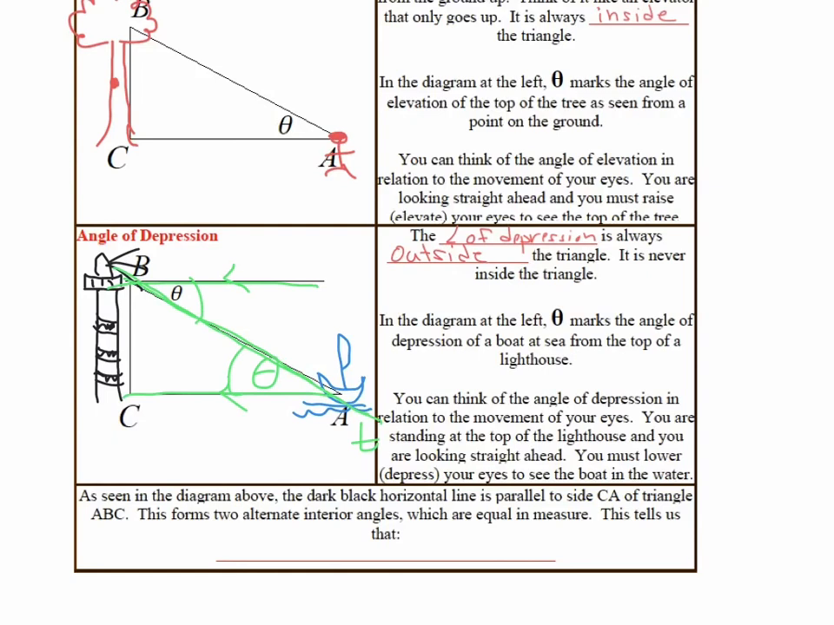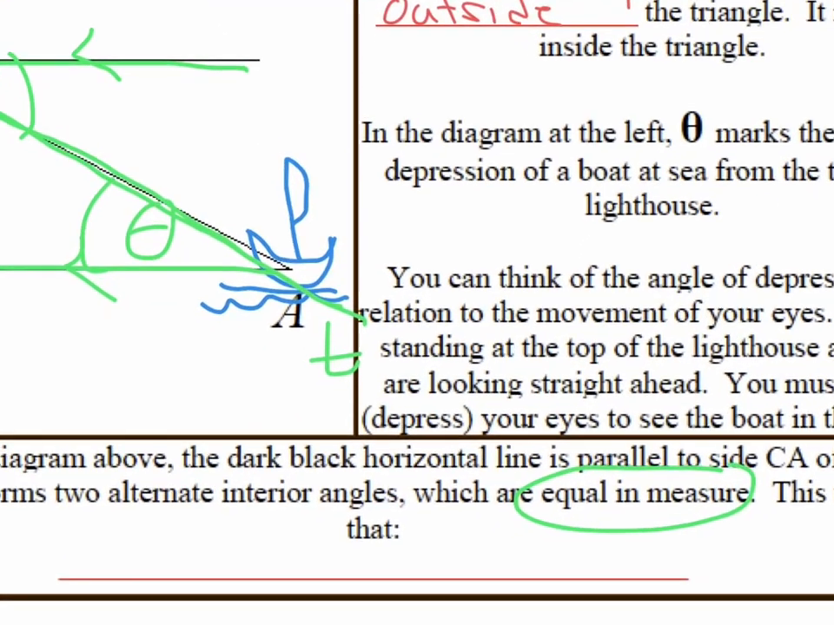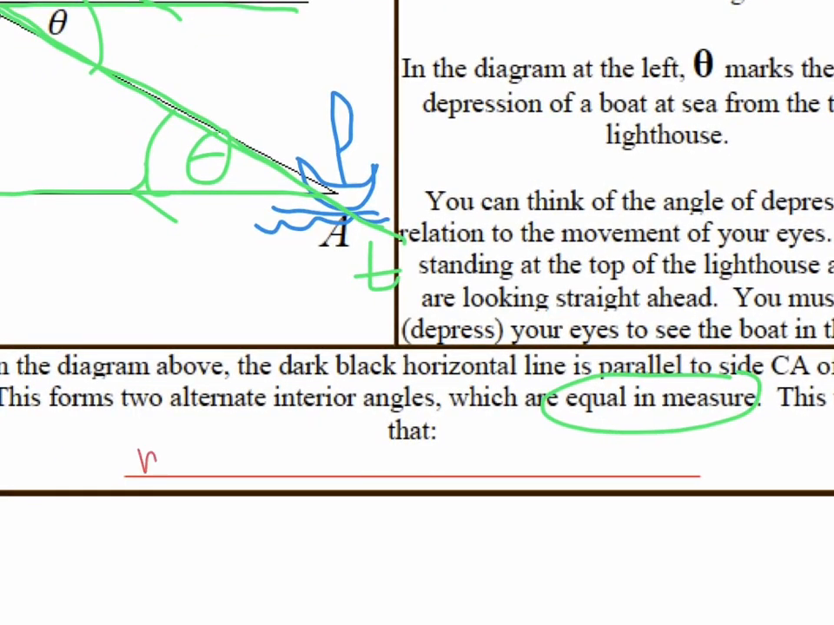This forms two alternate interior angles, and my friends, alternate interior angles, when they're hanging out on two parallel lines cut by a transversal, are always equal in measure. So for this reason, the measure of your angle of depression is always equal to the measure of the angle of elevation. So if one's 30, the other's 30.